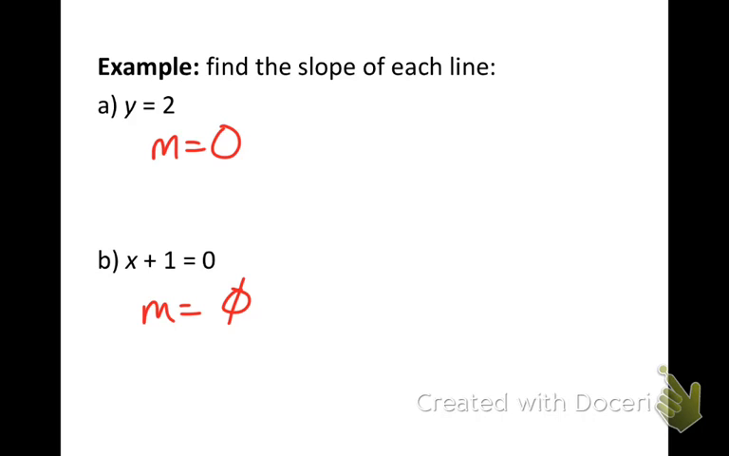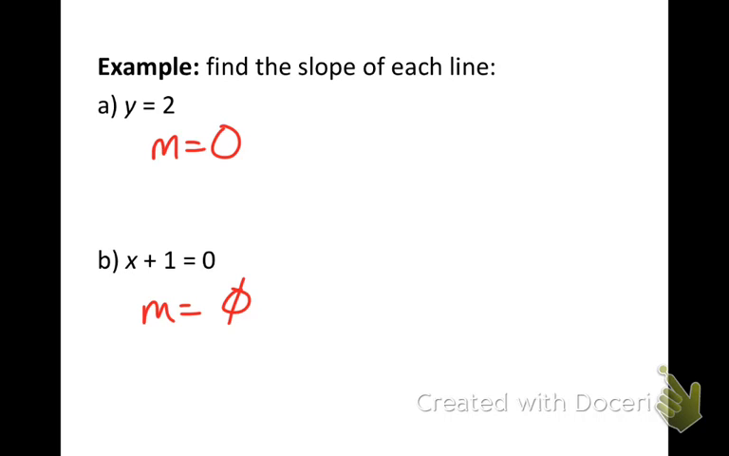Just make sure you can recognize those. If you have a y and an x term, then you're going to have some type of slope. If it's just the y, you have a slope of 0. If it's just the x, you're going to have a slope of undefined.